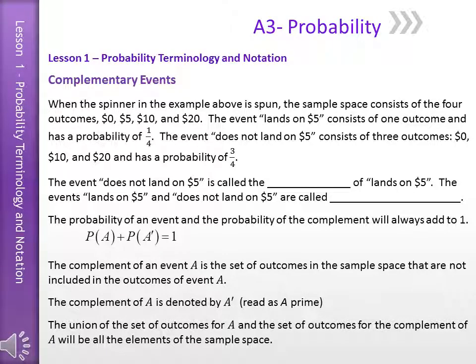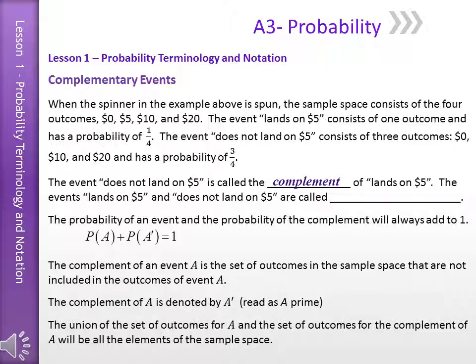Complementary events. When the spinner in the example above is spun, the sample space consists of the four outcomes, $0, $5, $10, and $20. The event lands on $5 consists of one outcome and has a probability of 1/4. The event does not land on $5 consists of the three outcomes, $0, $10, and $20, and has a probability of 3/4.